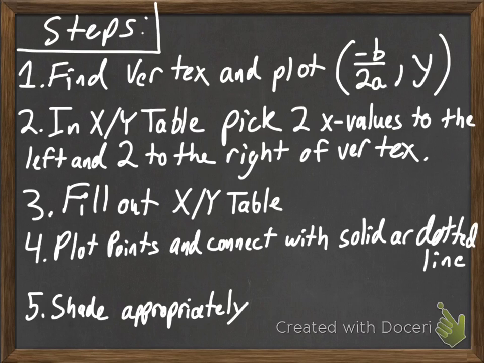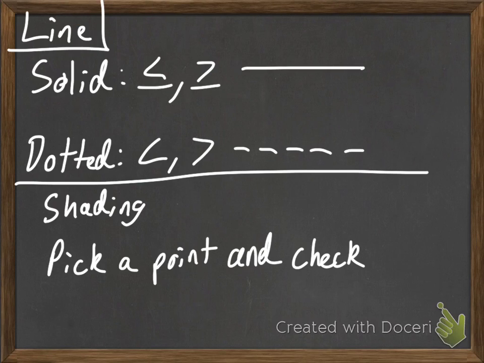Here are our steps. We're still going to find our vertex and plot. We're still going to pick two x values to the left and two to the right of our vertex, and fill out our xy table. The difference is, whenever we plot the points and connect them, it's either going to be with a solid line or a dotted line. And then we're going to shade to show where our answers lie.